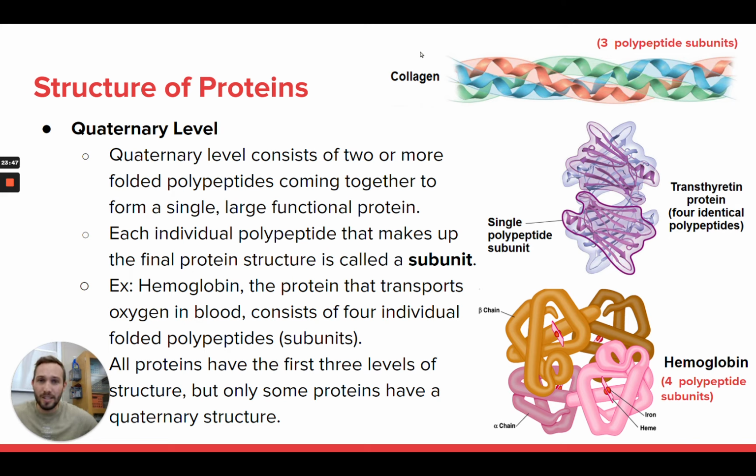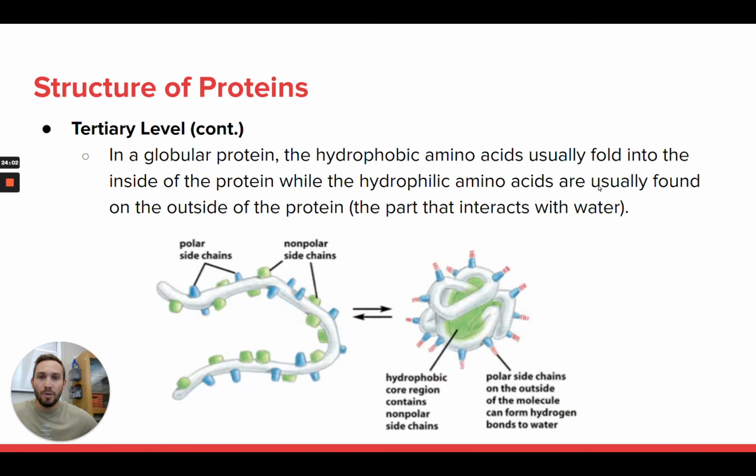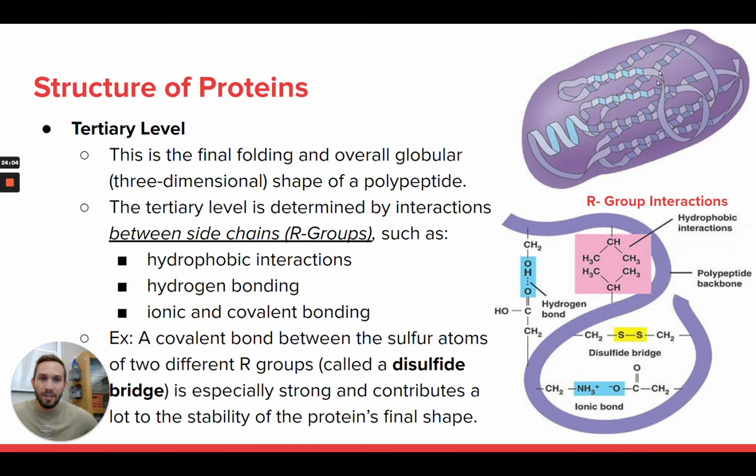And again, this is only certain proteins. Collagen is another example. It has 3 polypeptides that come together and form one functional protein. This is another one. The transthyretin protein is made up of 4 different subunits that come together and function as one protein. But again, a lot of proteins don't have that. A lot of proteins are just one string of amino acids that folded up, and then they're ready to do their function. Okay. Anyway, those are the 4 levels of protein structure.